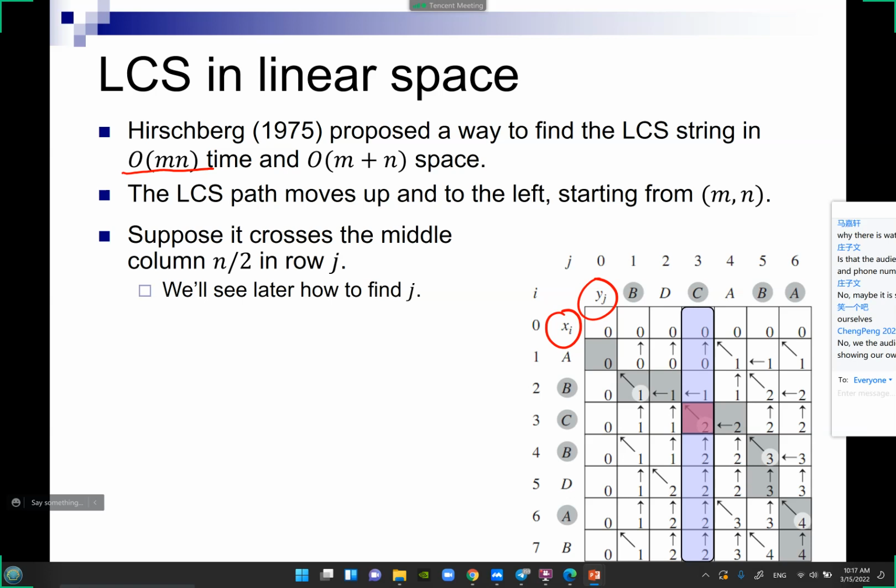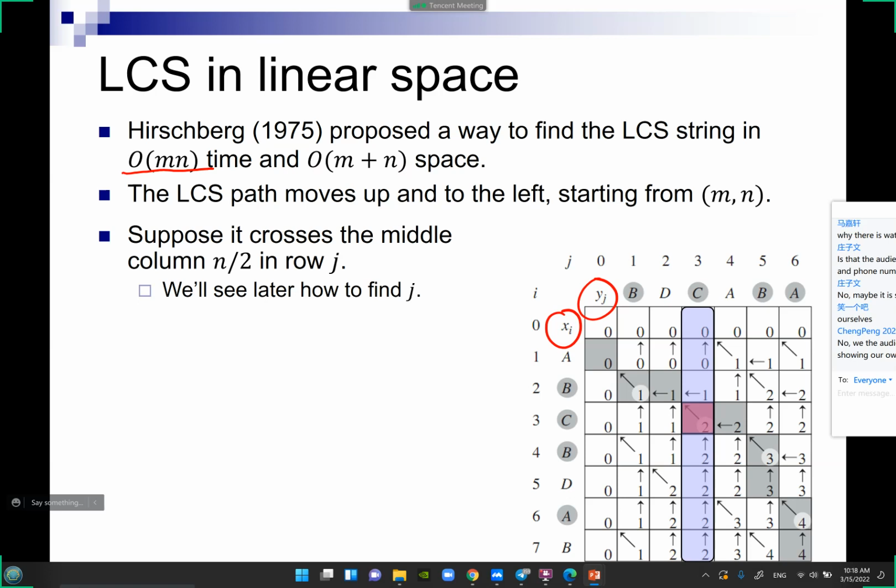The problem is that if you do it in quadratic space, then even for moderate values of m and n, like m equals 1,000,000 or n equals 1,000,000, this is going to be too much space. And so now we're looking at an algorithm which can do this in linear space, m plus n space.